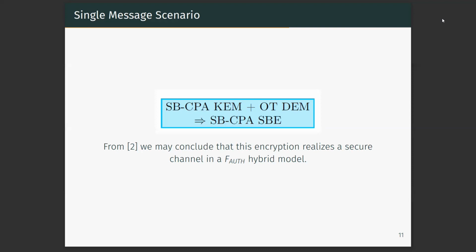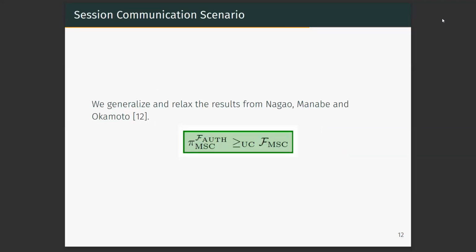The UC realization of secure message transfer then follows from the previous SBCPA results. The scenario of session communication is, however, somewhat more involved. We show that the same also holds here with an expected requirement that CCA2 or RCCA symmetric encryption has to be used because of the repeated usage of the exchange symmetric key, in contrast to the single-use symmetric key and OTDEM security in the single message secure message transfer scenario.